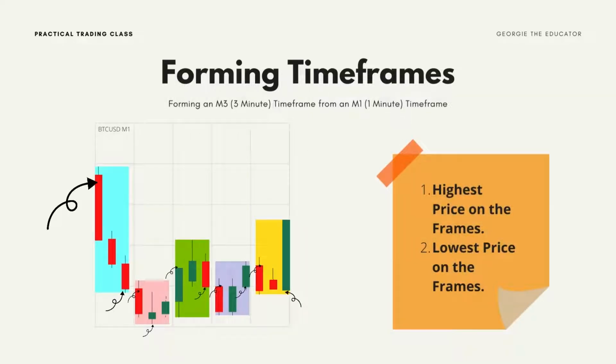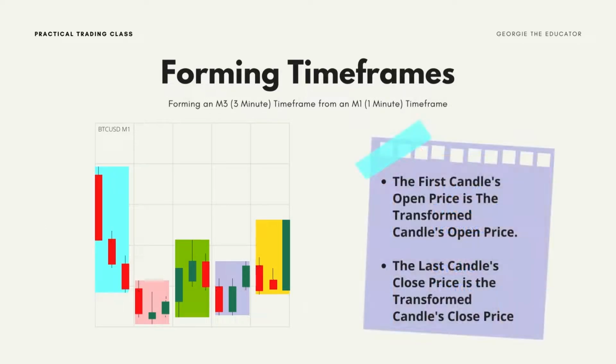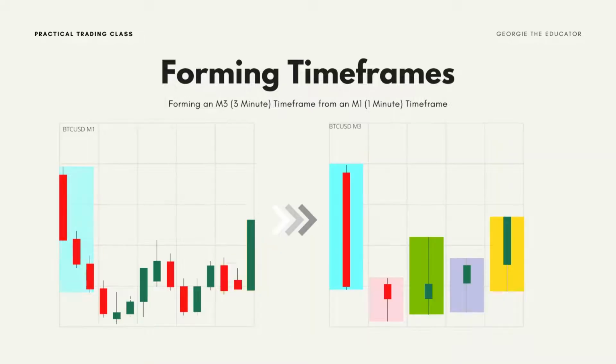Okay, next thing to do is to note the highest price of the first candlestick and the lowest price of the last candlestick. Very important. After that, you need to get the open prices of the first candlestick and the closing prices of the last candlestick. You do that for all 5 and you'll have the 5 3-minute candlesticks on your right there.